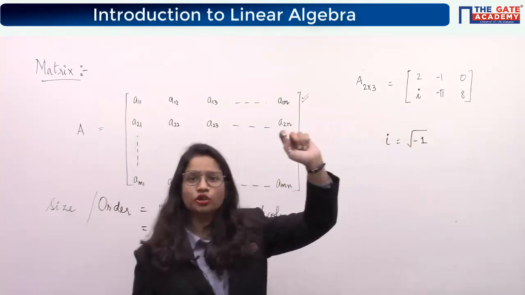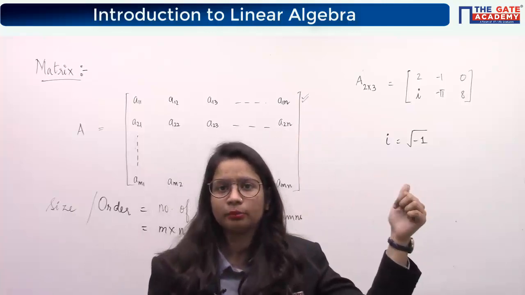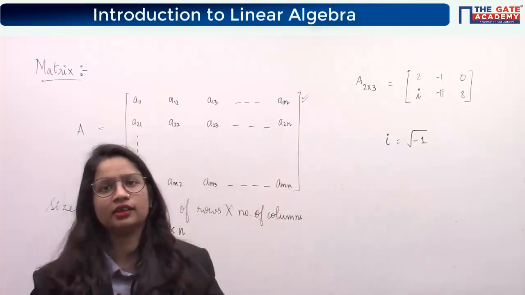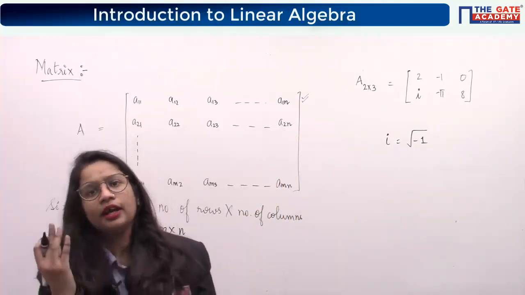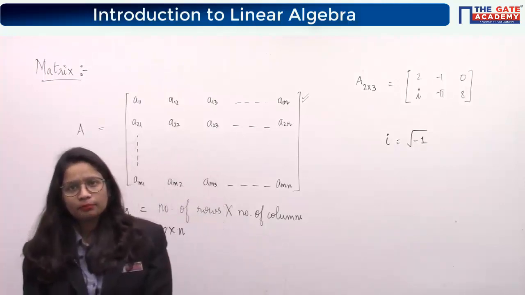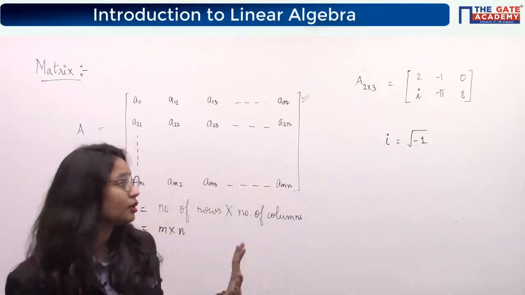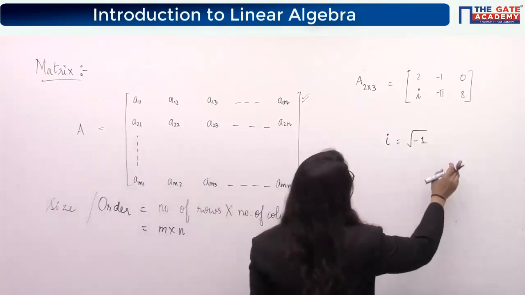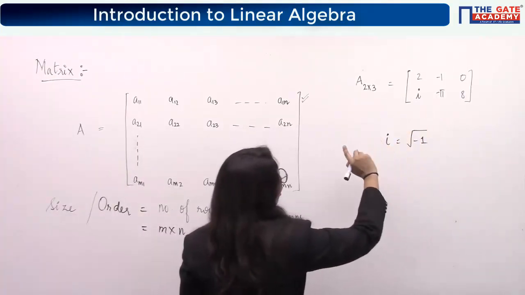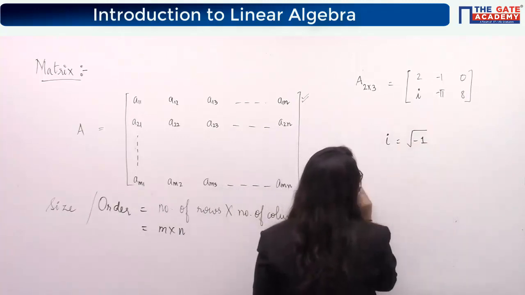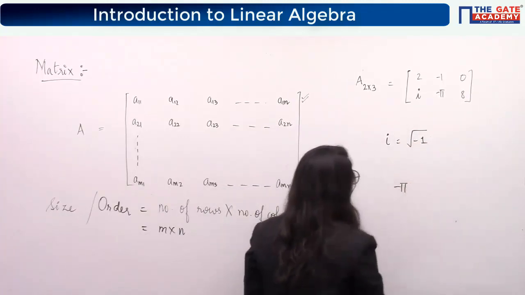Obviously you should not have any problem with i being there, because matrices can have anything. It can be a complex number. It can be a real number. It can be a rational number. It can be a decimal number. Anything it can be. So no problem in that. So let's move forward.